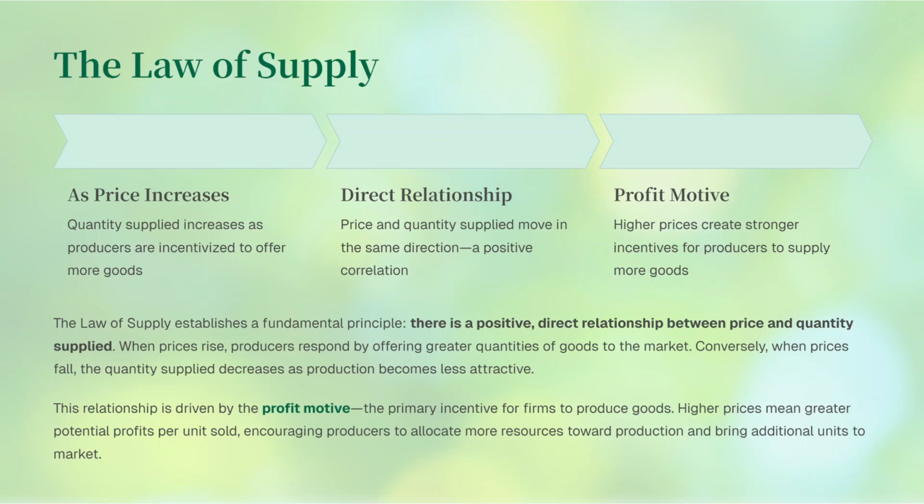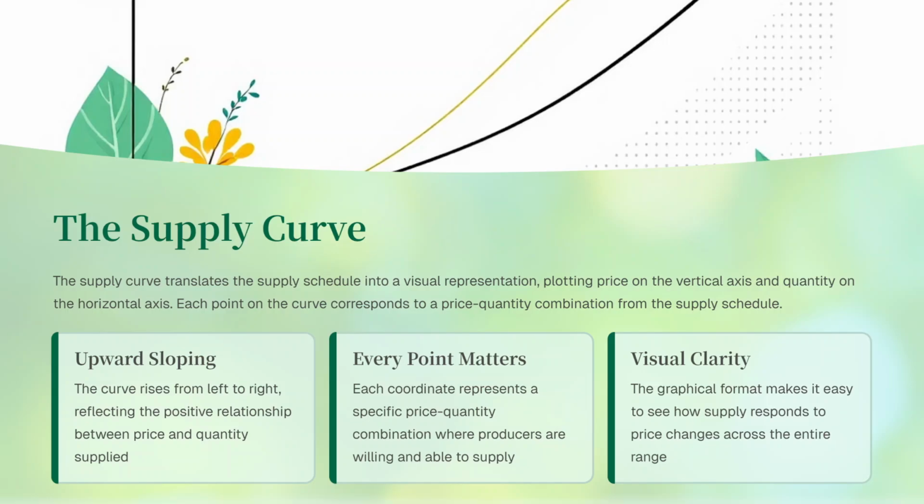The supply curve has an upward slope. The curve rises from left to right, reflecting the positive relationship between price and quantity supplied. Every point matters. Each coordinate represents a specific price-quantity combination where producers are willing and able to supply. Visual clarity. The graphical format makes it easy to see how supply responds to price changes across the entire range.